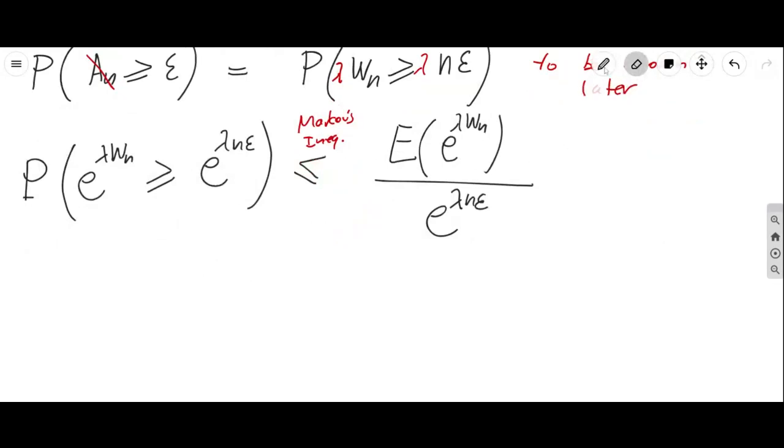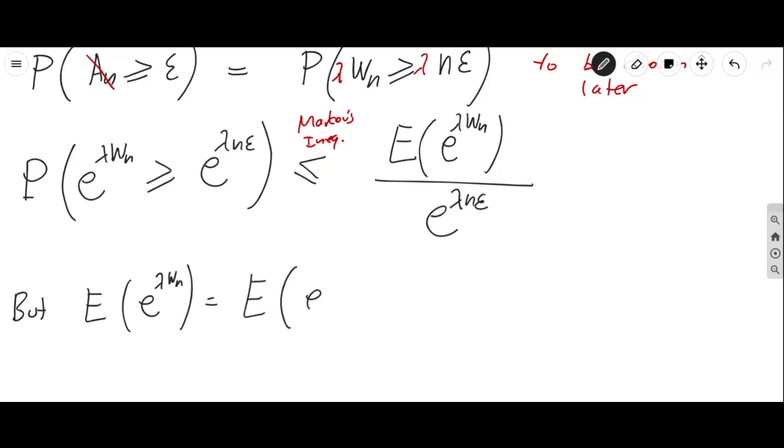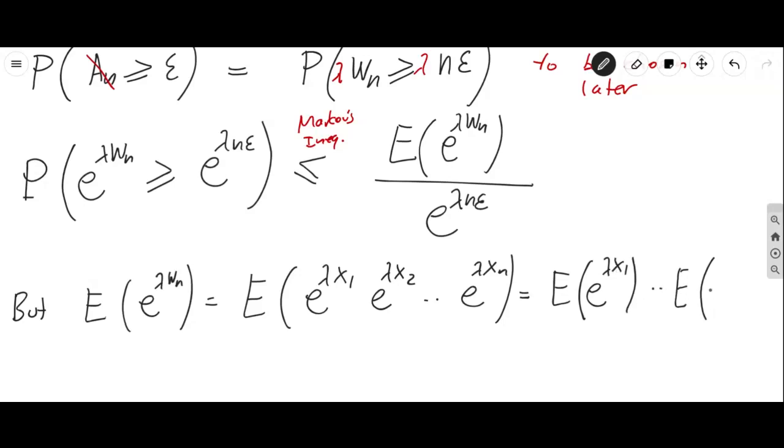Now, what is this? The expectation of e to the lambda Wn is the expectation of e to the lambda X1, e to the lambda X2, up to e to the lambda Xn, because by definition, a random walk is a sum of independent coin tosses. Now we use independence, that each of these random variables is independent of the others. And so we can write this as the product of the expectations of e to the lambda X1 through e to the lambda Xn.